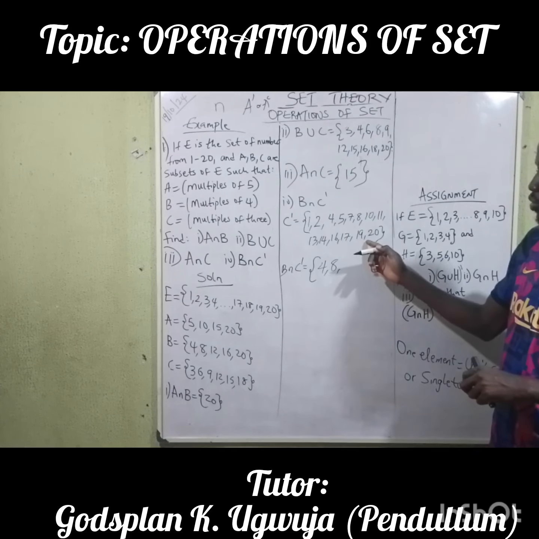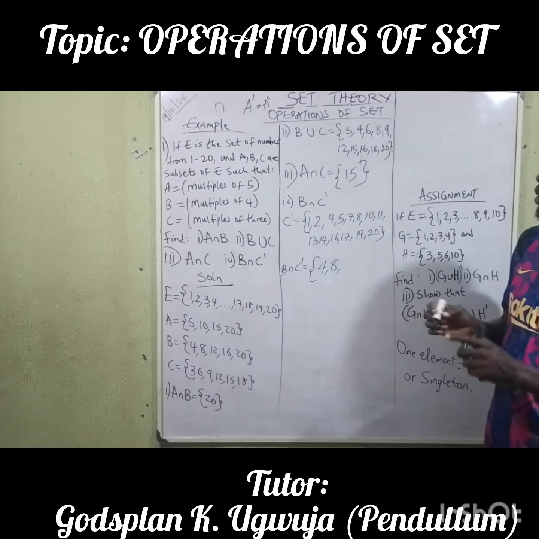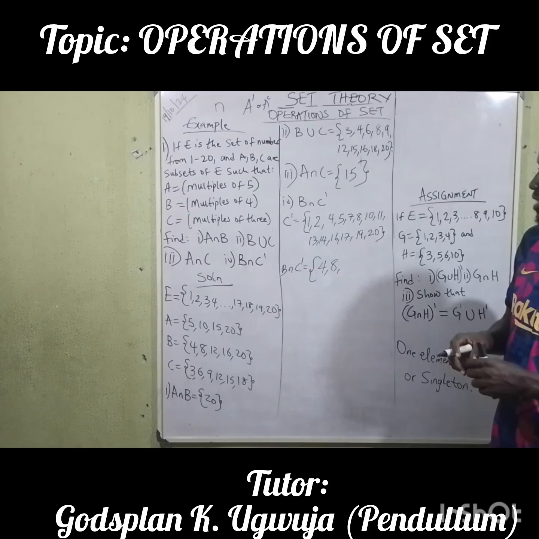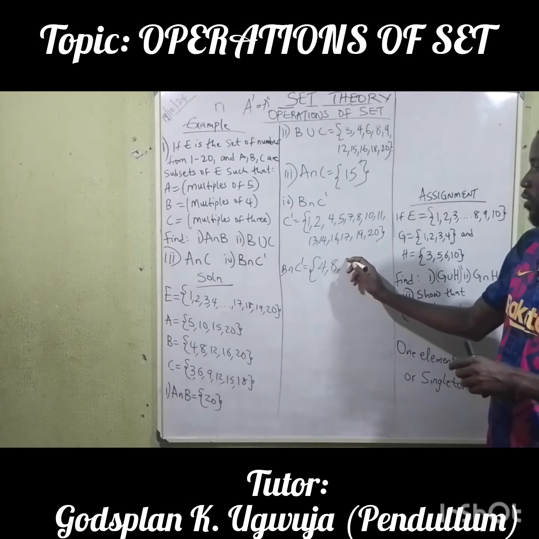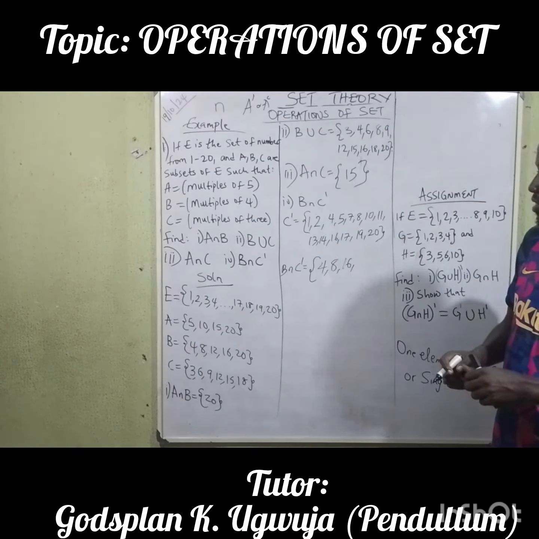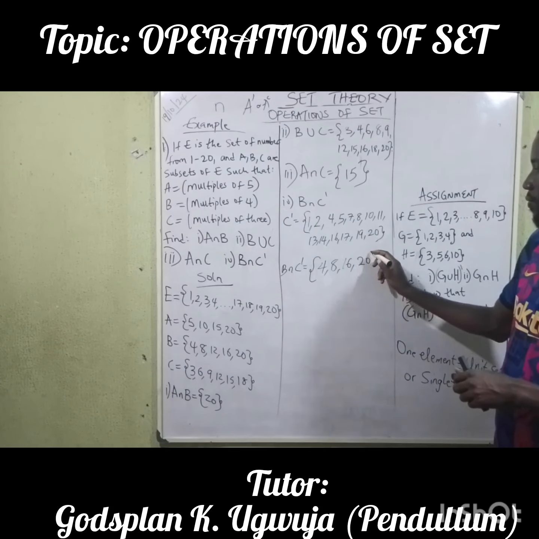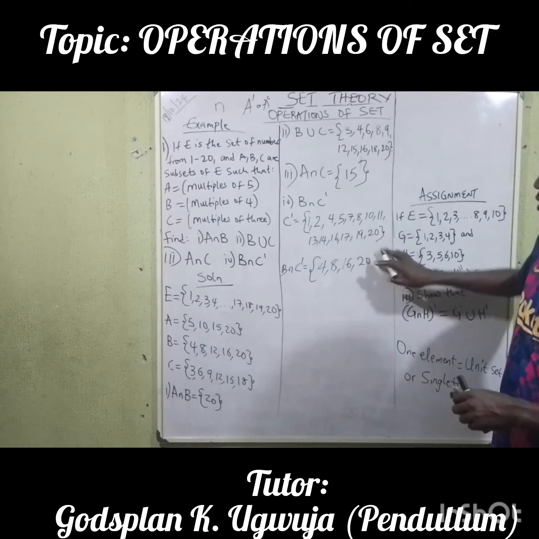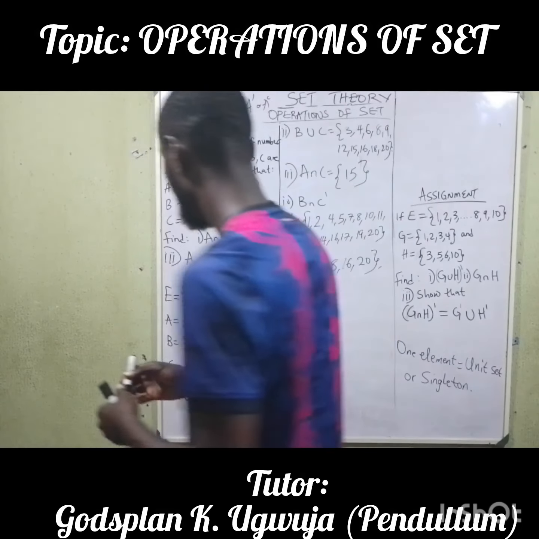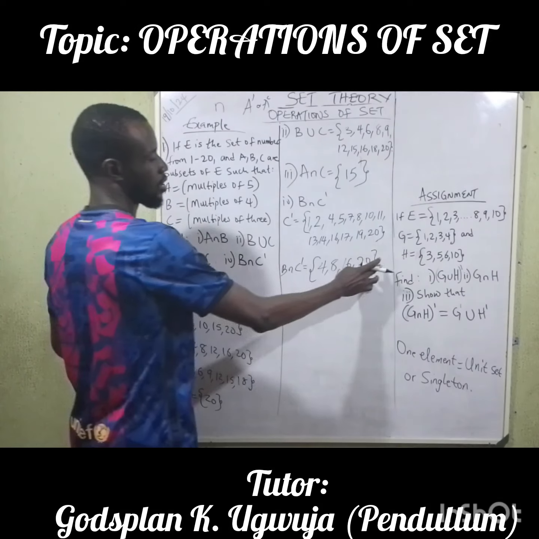There's 12 in B, but there's no 12 here. So 12 is not part of this. 12 is not common to B and C complement. There's 16 in B, there's 16 here, so I put down 16. And there is 20 in B and there's 20 here, so I put it down. Okay, so this is my answer for B intersection C complement.